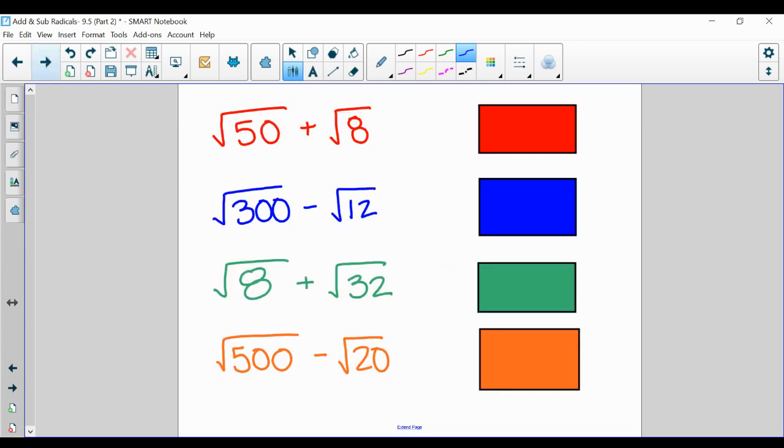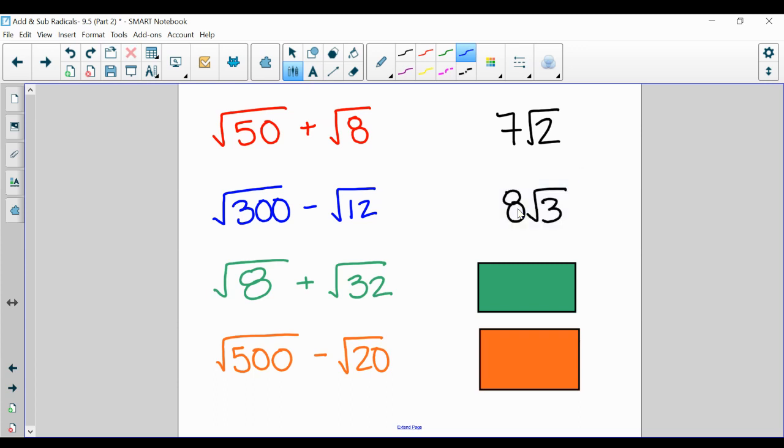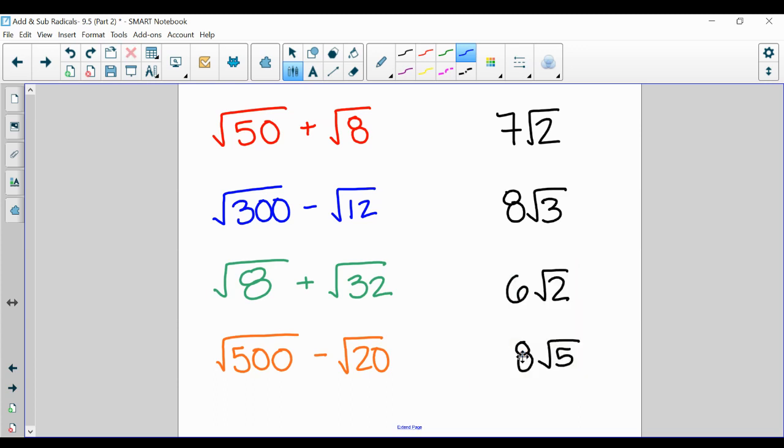Okay, I'm going to leave you here with 4 more. I want you to pause the video here, try all 4, and then I will reveal the answers, which are under the boxes. All right, you're back. Here we go. The answer to the red one is 7 root 2. The answer to the blue one is 8 root 3. The green is 6 root 2. And the orange is 8 root 5. So hopefully this makes sense. If you have any questions, please reach out to your teacher, and we'll see you soon.